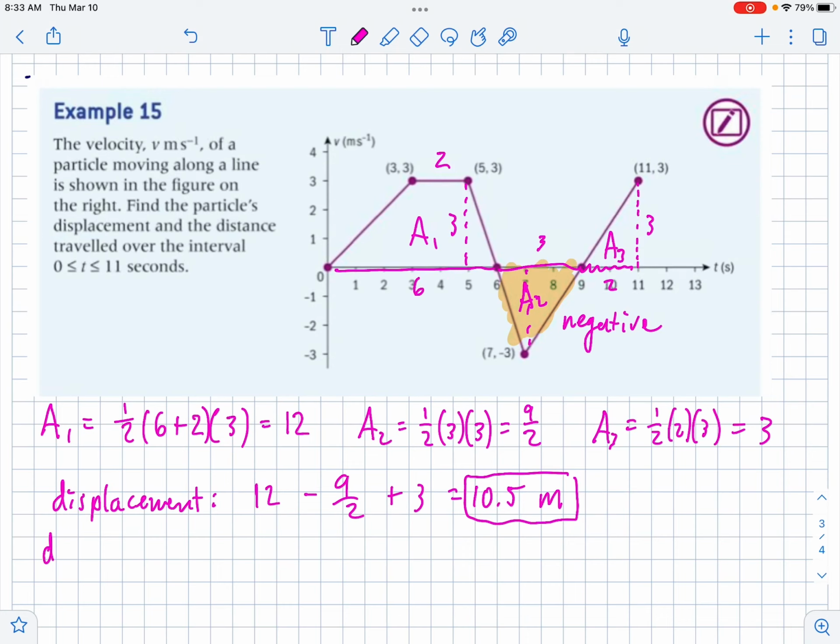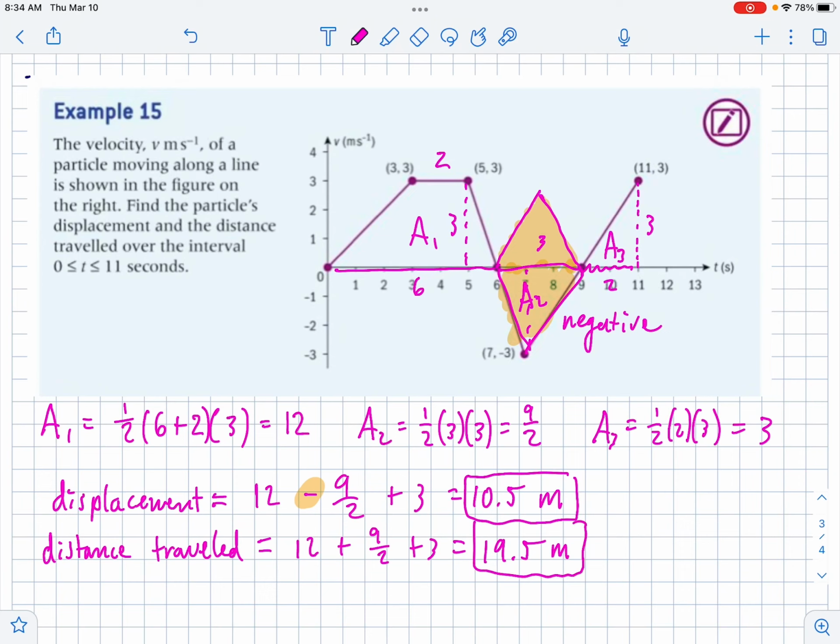Now, total distance traveled, we're going to pretend that this triangle right here is actually above the x-axis and therefore a positive distance. So really we just have to flip the sign of this guy. So this is 12 plus 9/2 plus 3, which is 19.5 meters.